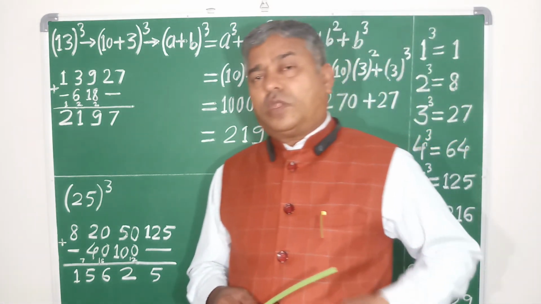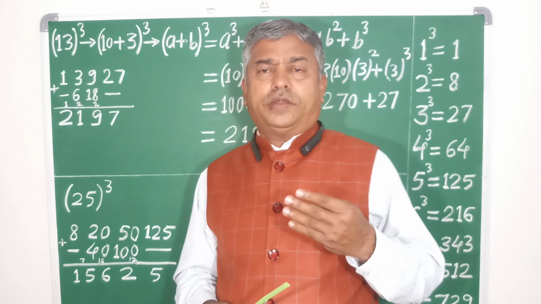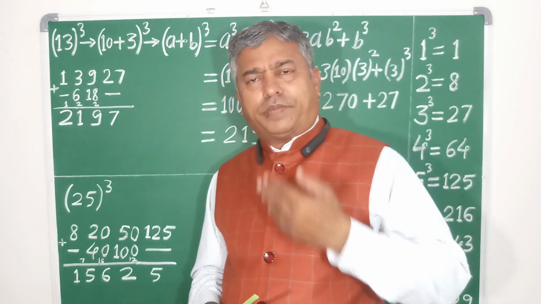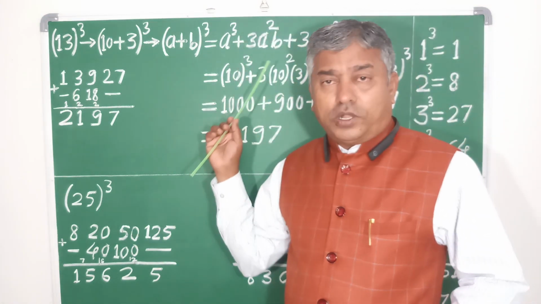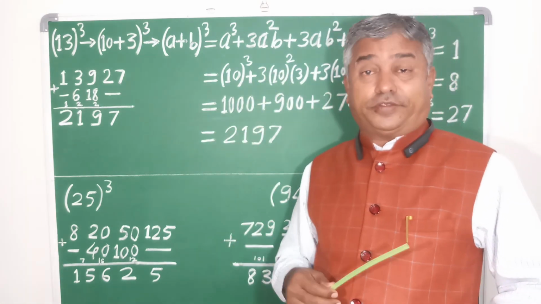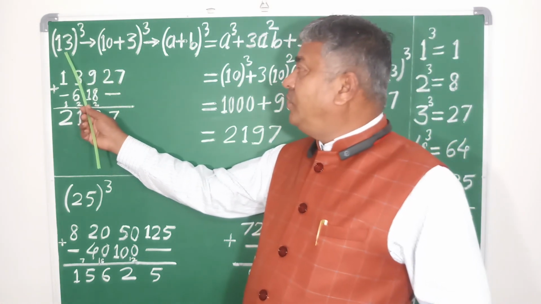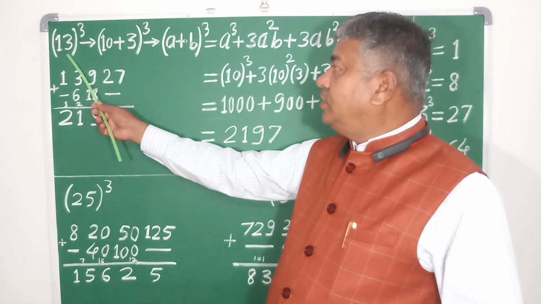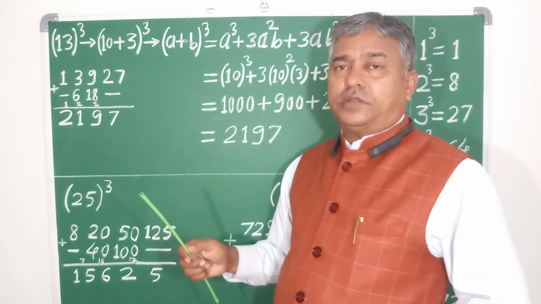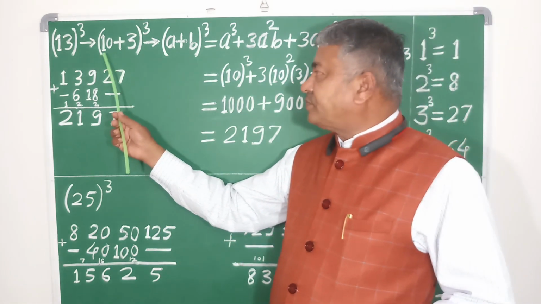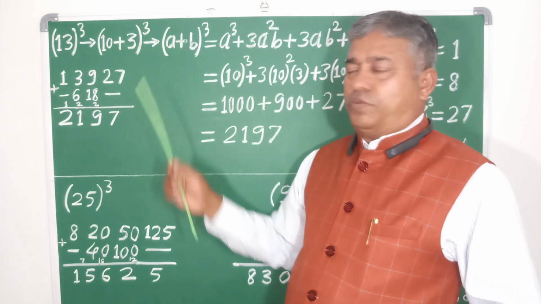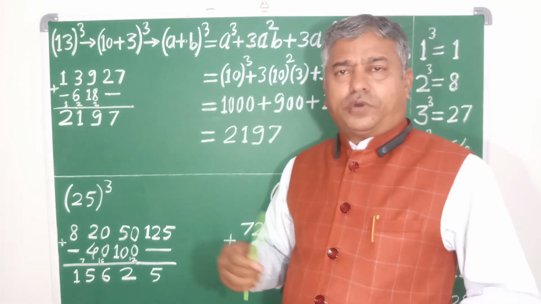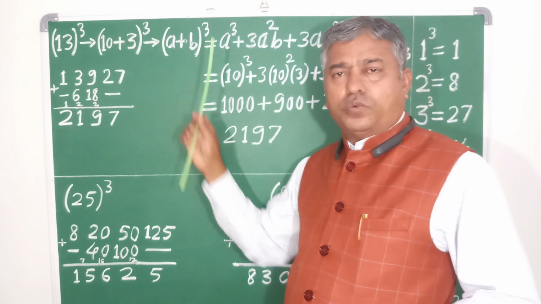Let us start how the cubes are made by the help of modern maths as well as Vedic maths. First, we will follow the modern math system, means our school college system. Here, for example, we are taking the cube of 13, means 13 whole cube. This can be written in the modern form as (10 plus 3) whole cube.